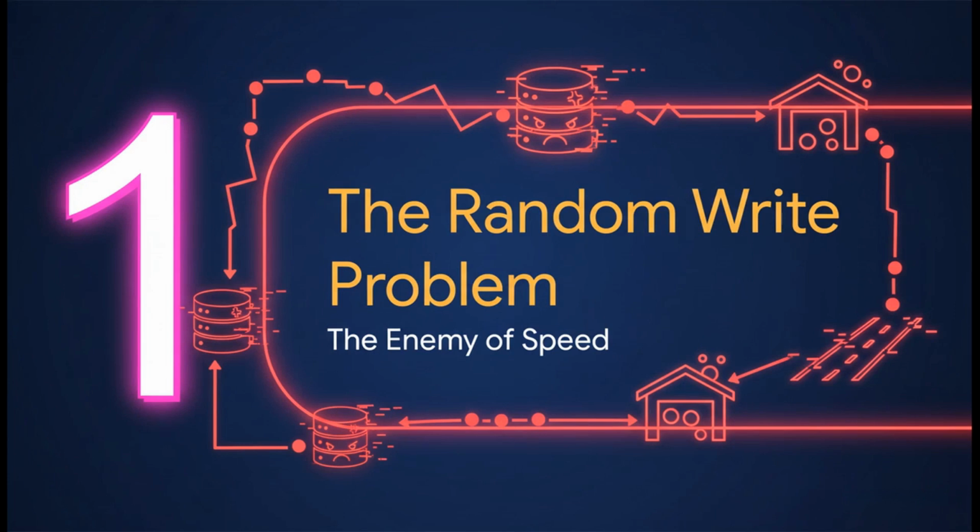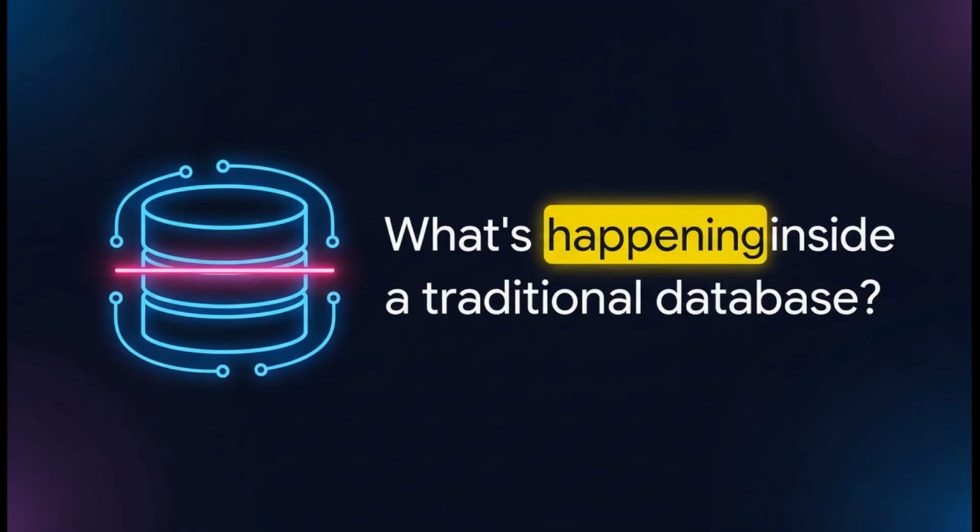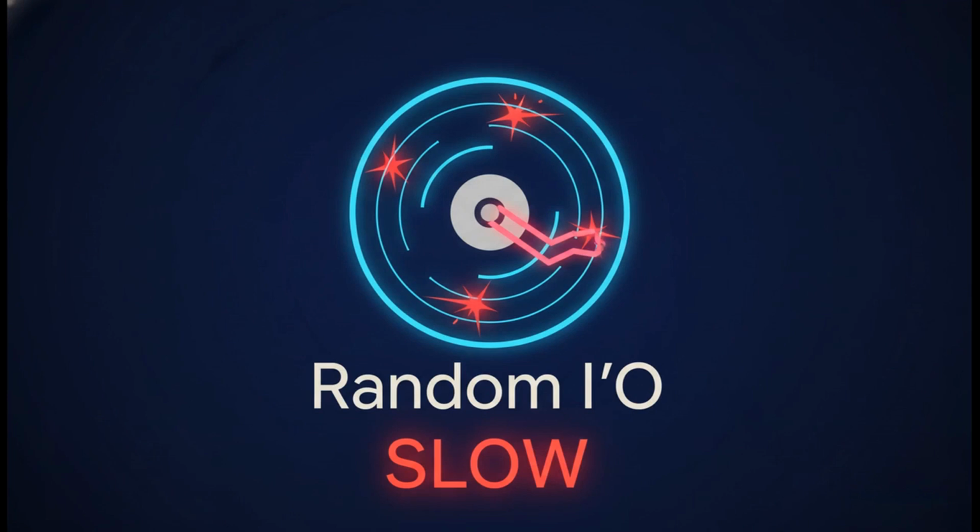It's called the random write, and it's pretty much the single biggest reason why most databases feel so slow. So why is that? Why does something as simple as saving data bring these massive systems to a crawl? Well, it all comes down to the physics of how hard drives actually work. Let me hit you with a quick reality check. You might imagine saving data as this neat, orderly thing, but what's really happening inside a traditional database is pure chaos.